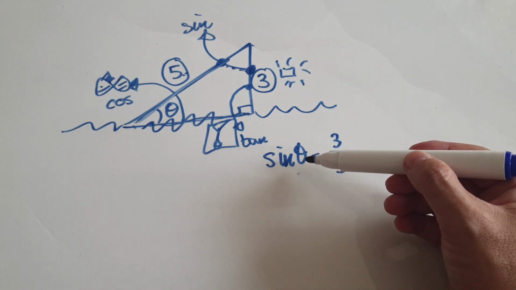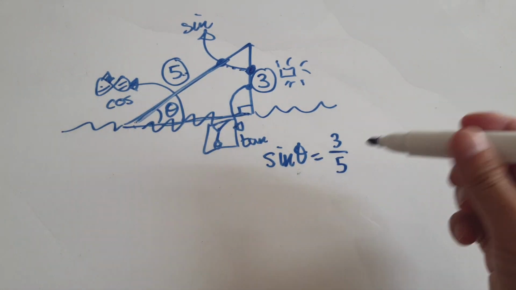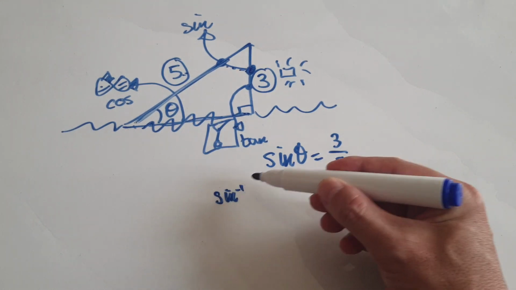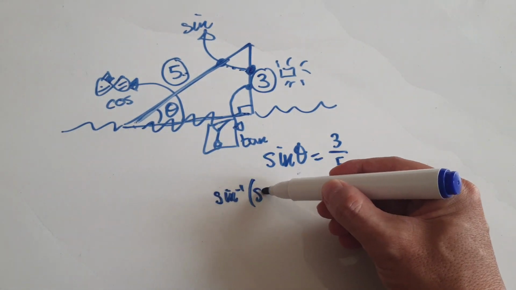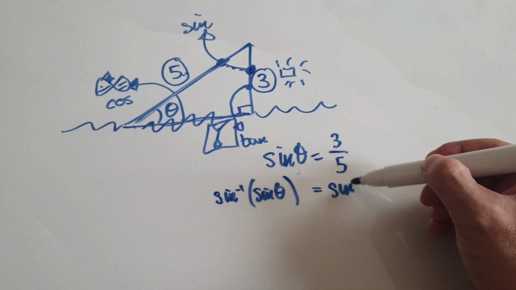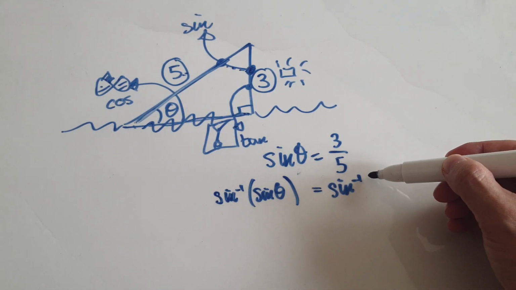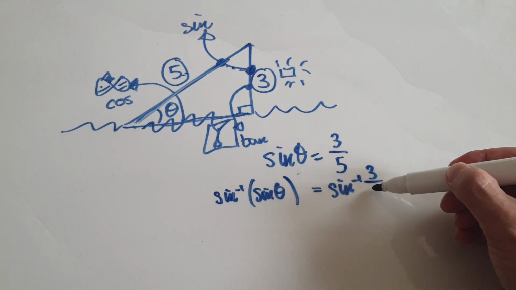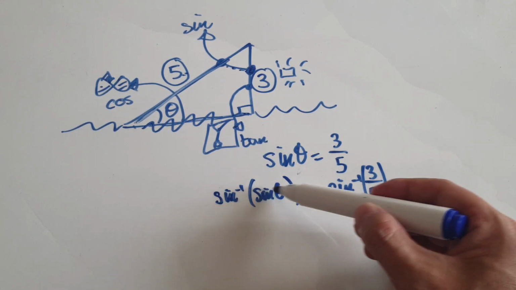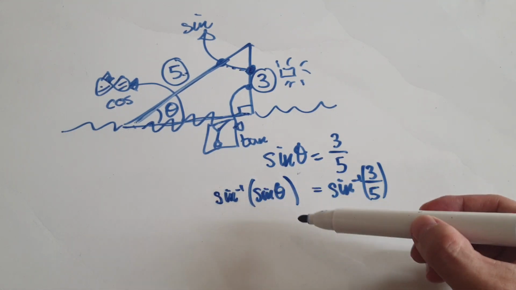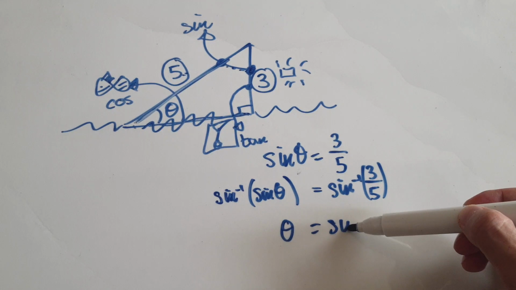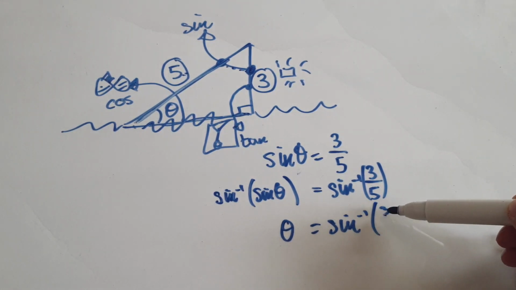So to get theta on its own, inverse sine equally to both sides. So that would be this, inverse sine of the left hand side, sine theta, and then inverse sine the right hand side over 5. And now these two are inverses of each other. They will cancel each other out, leaving you with theta, and then on this side it just stays the same.